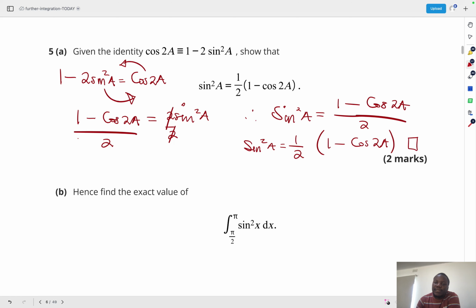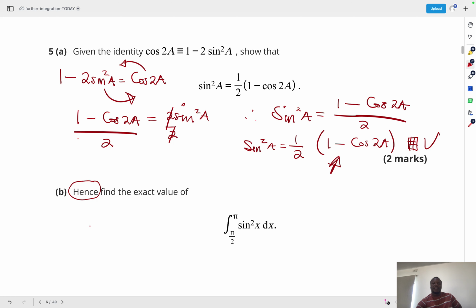So we've shown that this is what they wanted us to show. And then look at the second part. They are saying hence, meaning with the answer that we found here, can we then differentiate what sine squared x is, of which we already know that sine squared a, if we want, we can put x there, is equal to that.